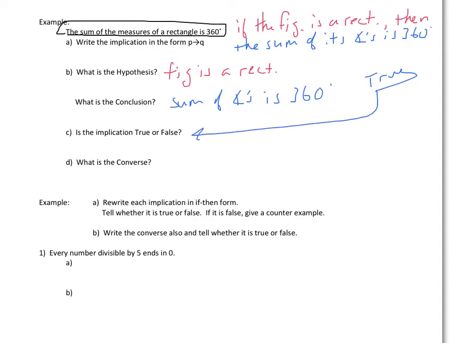So let's test out its converse. Its converse switches the if-then statement. I still say if, but now I switch the parts around. So if the sum of its angles is 360, then the figure is a rectangle.